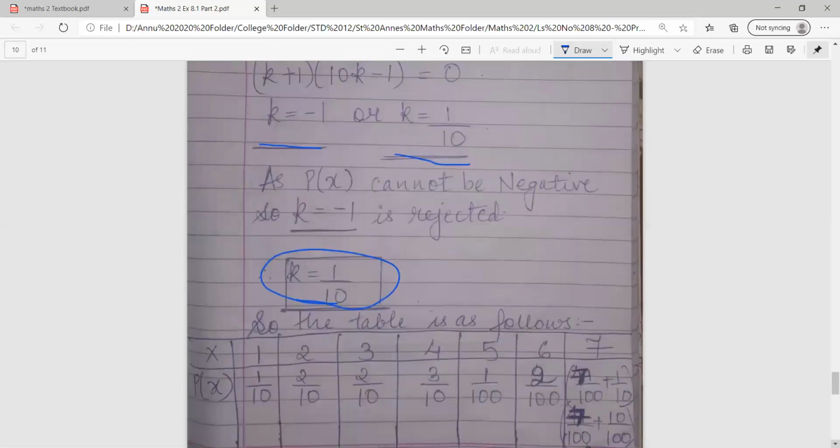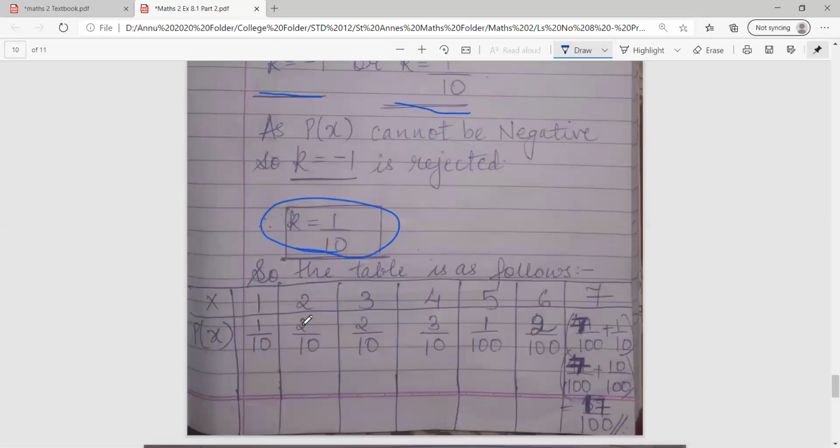So on getting the values of k, now I can prepare my table like this. So how do the values came over here? As you saw, the value of 1 was k. So the value of k is 1 upon 10. The value of 2 and 3 was 2k. So 2 into 1 upon 10 gave me 2 upon 10, 2 upon 10. I have not reduced it. Keep it as it is. Similarly, the 4 I got 3 by 10 because it was 3k. The value of 5, it was k square. So 1 upon 10 square gave me 1 upon 100.